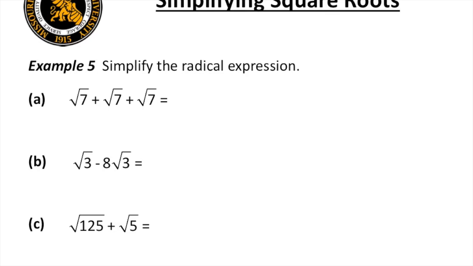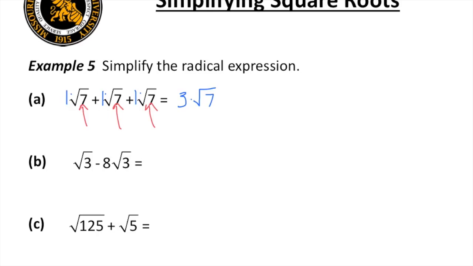In example 5, we are simplifying sums and differences involving square roots. The key to adding and subtracting square roots is to make sure that the numerical quantities underneath the square root all match. So in example 5a, notice that in each term we have the square root of 7. Notice also that we do have invisible ones being multiplied to each of those terms. So to add 1 square root 7 plus 1 square root 7 plus 1 square root 7 together, we add 1 plus 1 plus 1, getting 3, and we multiply by the common factor of the square root of 7. And that is our final answer.